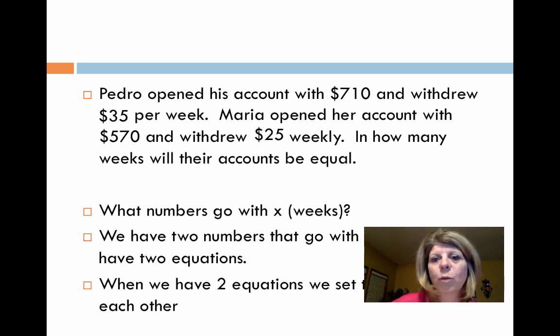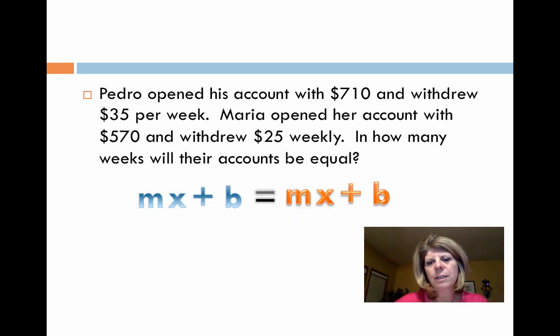Now, what numbers go with the weeks? That's what you have to think about. We have two numbers that go with the X. Therefore, you have two equations. We also have two equations that we set equal to each other. So, think about $35 per week and $25 weekly. It's the same thing, it's just per week or weekly. And I want to bring your attention back to this slide, the mx plus b equals mx plus b. Back when we were using slope-intercept form, remember the rate of change was your m, your slope, and your b is your starting point. So think about that in this scenario.